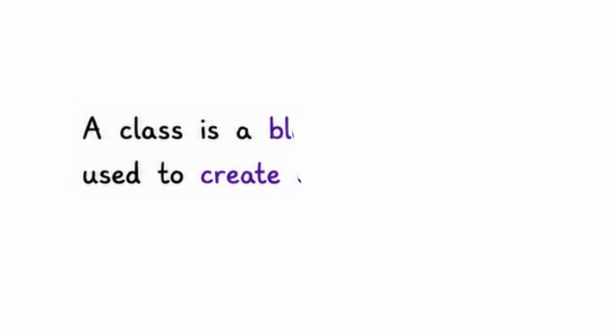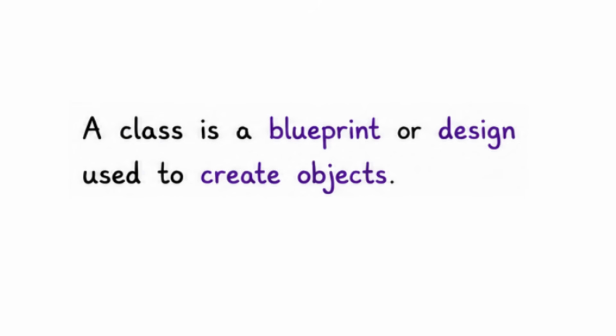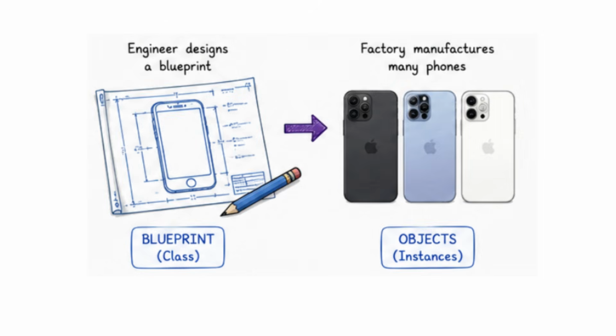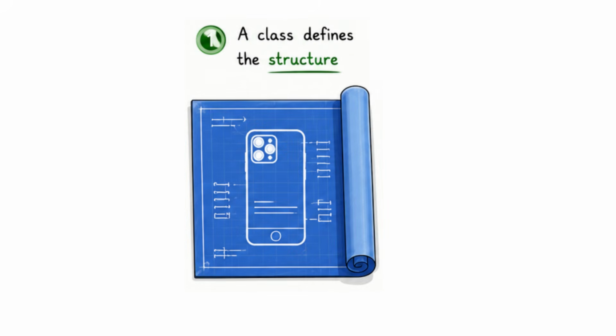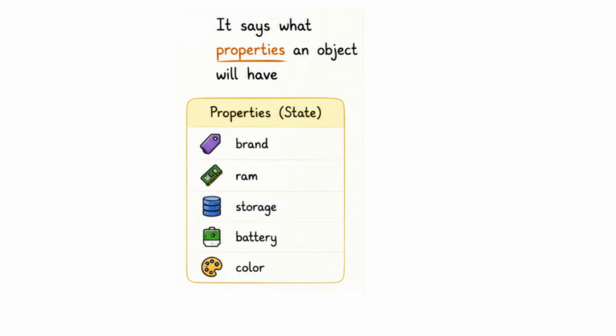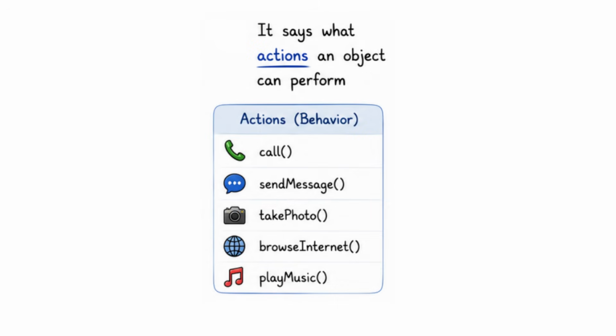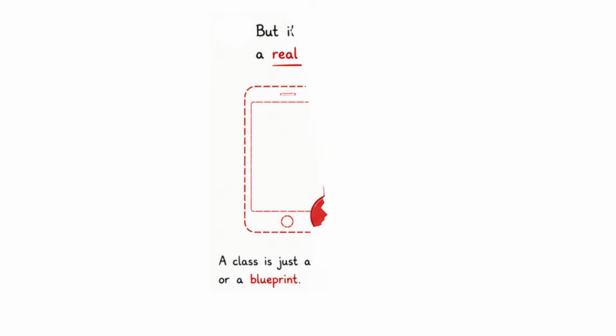A class is a blueprint or design used to create objects. Just like engineers design a phone before manufacturing it, we define a class before creating objects in a program. A class defines the structure. It says what properties an object will have. It says what actions an object can perform, but it is not a real object.